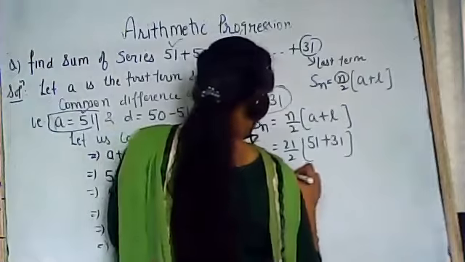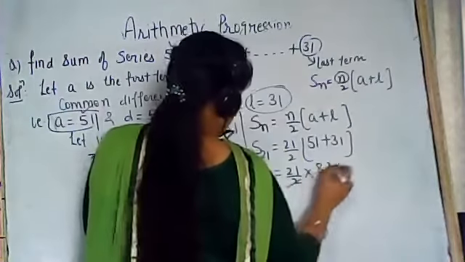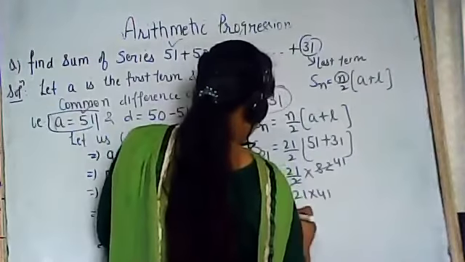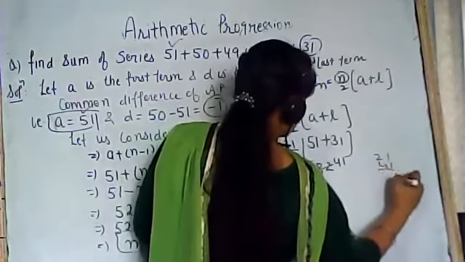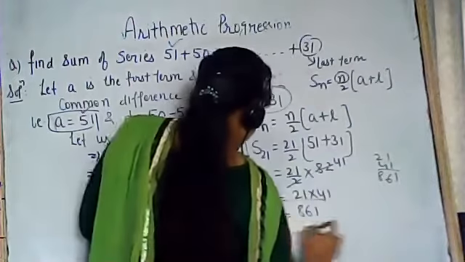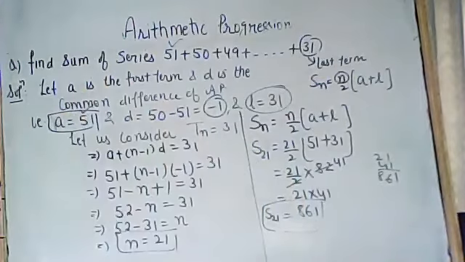You will get 21 by 2 into 82. After simplification, you will get 41. So 21 into 41, this is equal to 861. It means the sum of the given series is equal to 861.